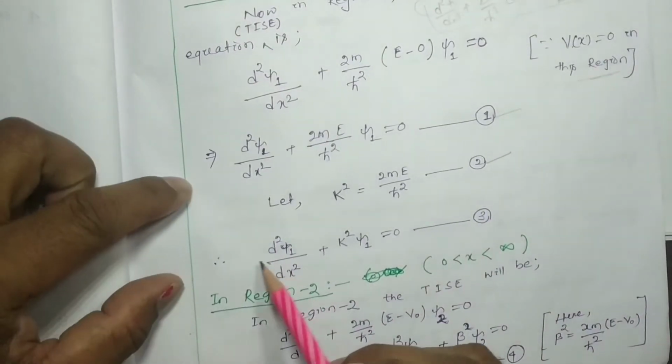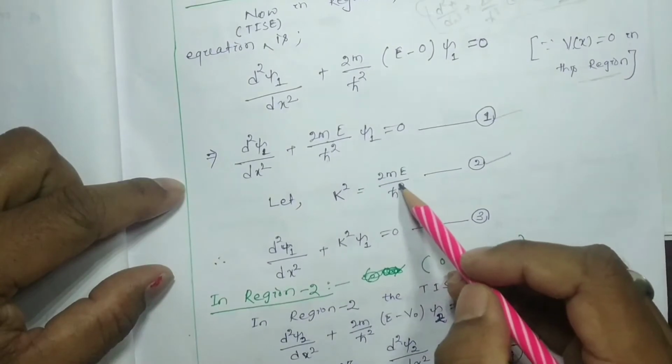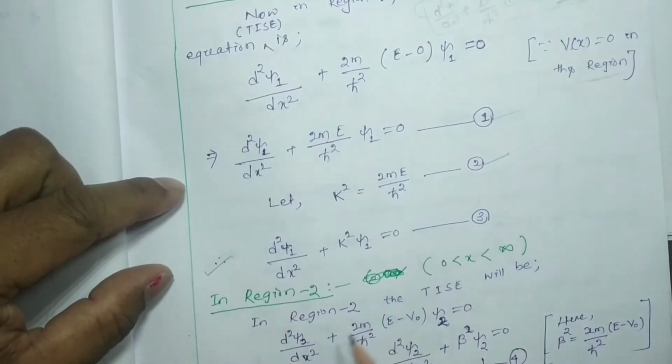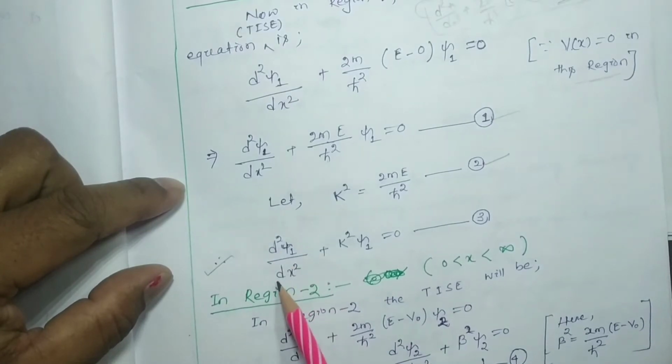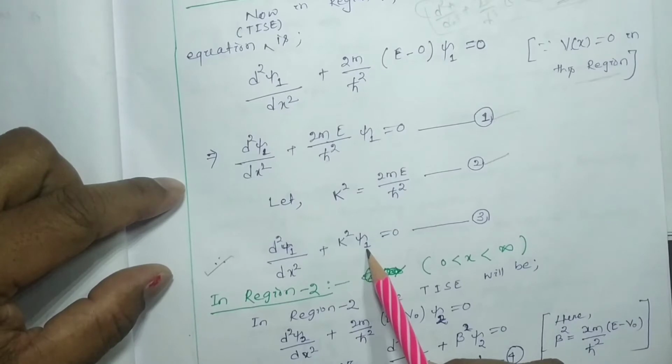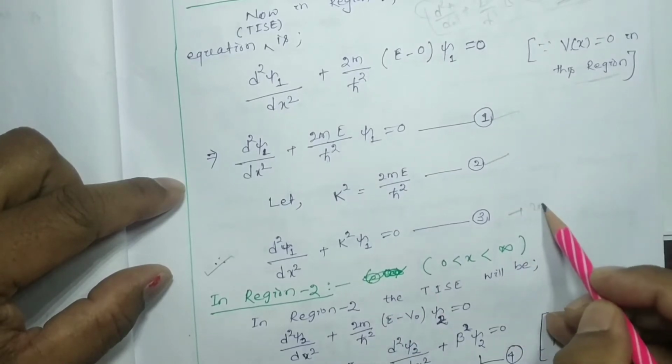Now put this here. In equation number 1 we found equation number 3, that is d²ψ1/dx² plus k²ψ1 equal to 0. This is a second order differential equation.